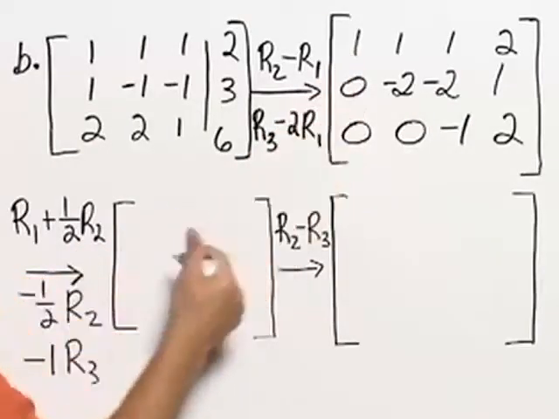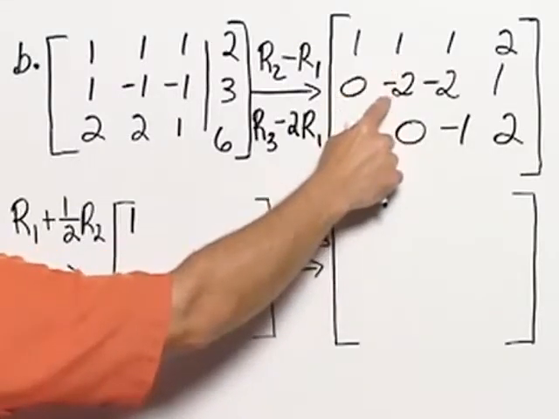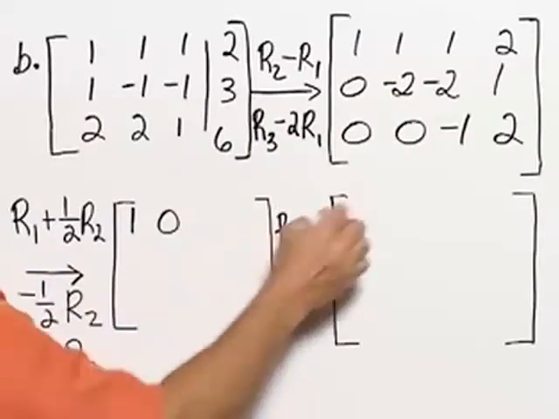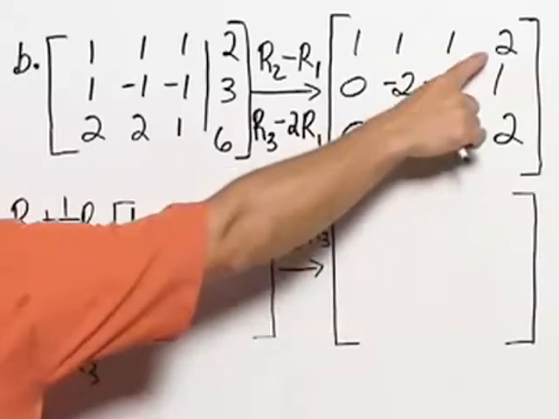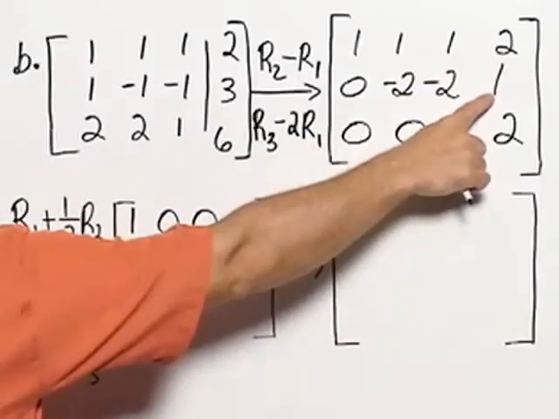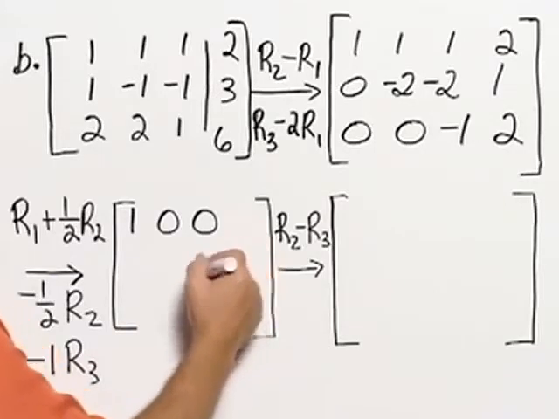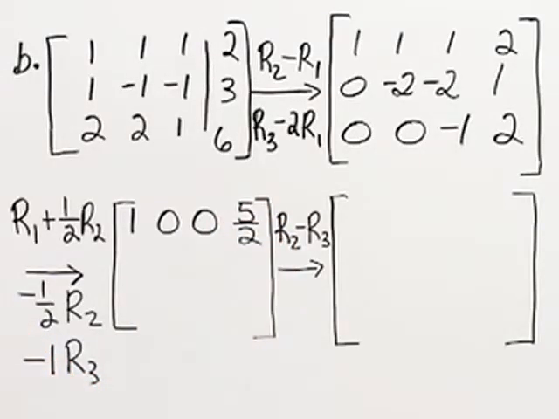So 1 plus 0, 1. 1 minus 1/2 of 2, which is 1 minus 1, for 0. Same thing for this one. Now we have 2 plus 1/2 of 1. So it's 2.5, which I will write as 5/2.